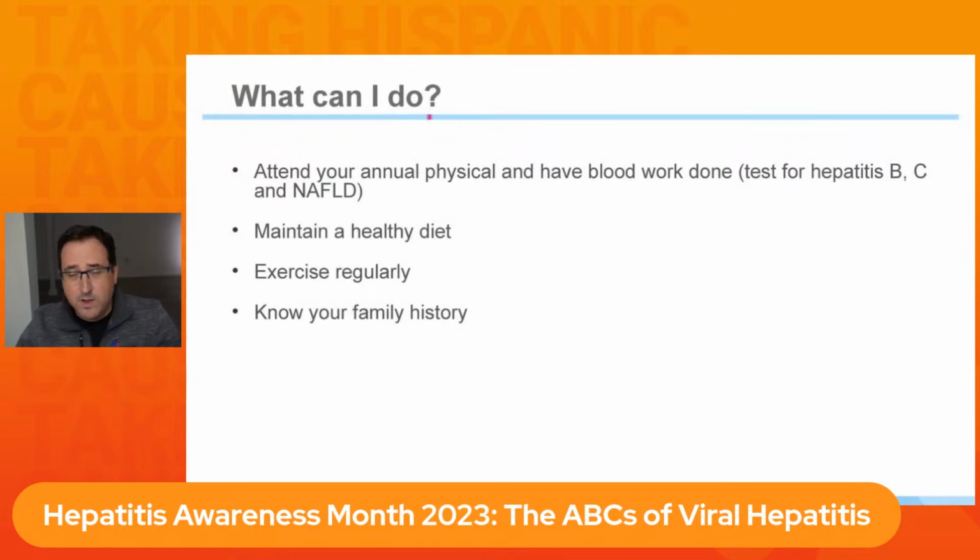Talk with your PCP, primary care physician. Tell him or tell her that you want to get tested for hepatitis B and hepatitis C. And if you have diabetes and obesity, that you would like to get tested for the potential presence of fatty liver. A blood test is very easy. A blood test, you can check it right away.